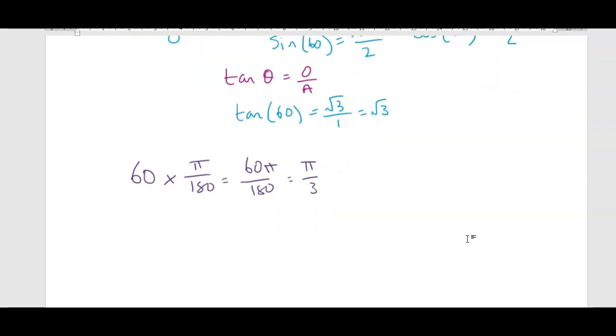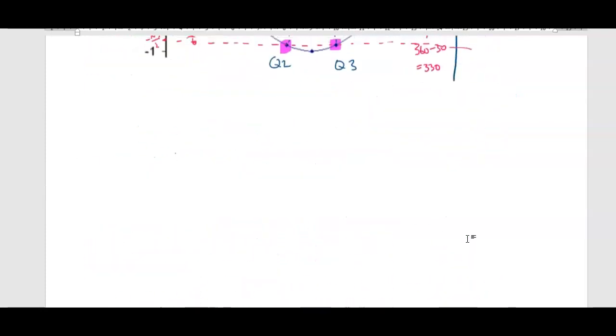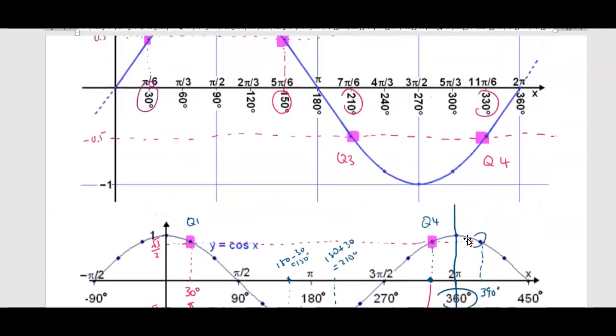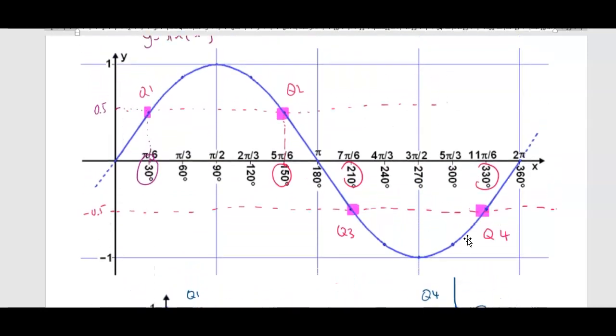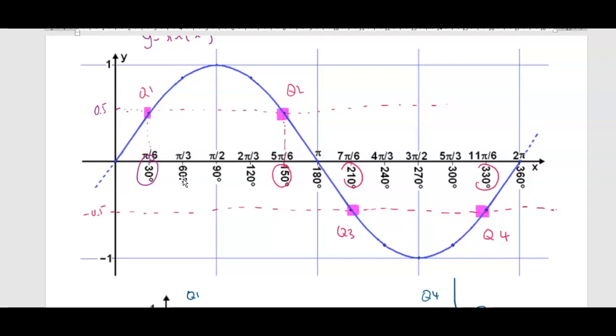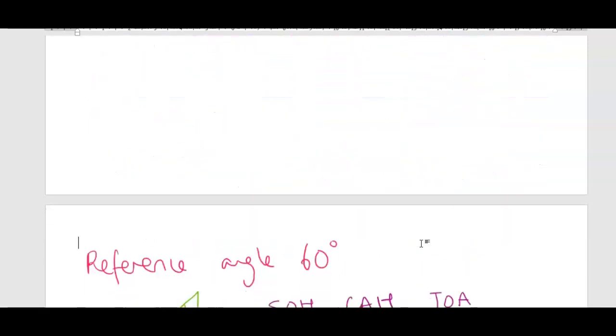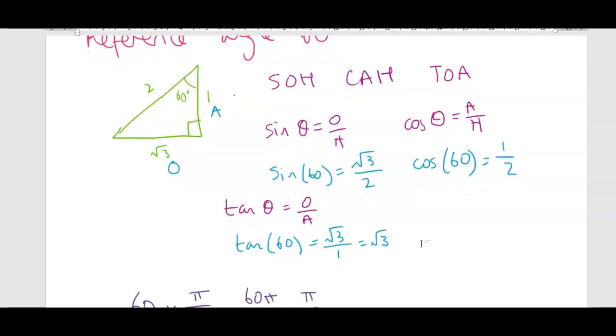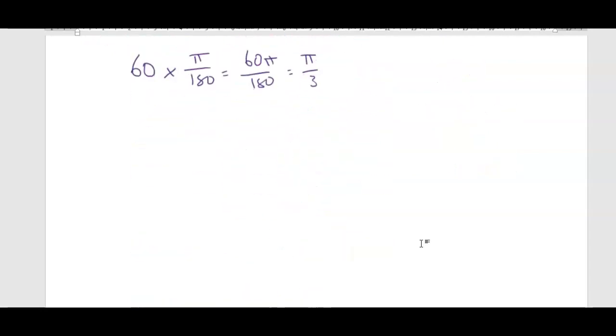Now for the graphs or the values in the unit circle, these are quite messy at this stage, and I might put these up again, but you can see 60 degrees and the next one is going to be 120 and then 240 and 300. So if you've understood the reference angle for 45 and 30 degrees, you should be able to now do 60 degrees on your graph.